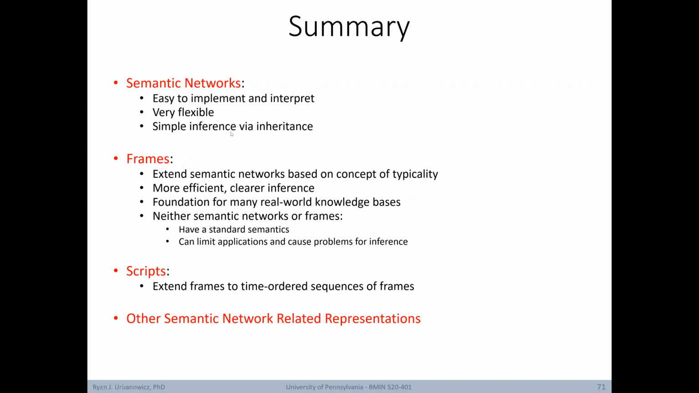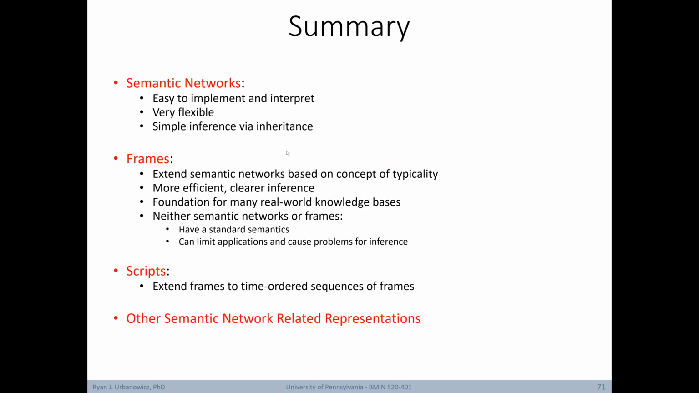Okay, here's a summary of the content we've covered in today's lecture. We began by examining semantic networks and learned how they're easy to implement and interpret, they're very flexible, and they have a very simple inference system that relies on inheritance. Then we turned to frames, which basically extended semantic networks based on the concept of typicality. Frames are more efficient and have a clear inference strategy. Frames are also the foundation for many real-world knowledge bases. However, neither semantic networks or frames have a standard well-defined semantics, and this can limit their applicability and cause problems for inference in different situations.